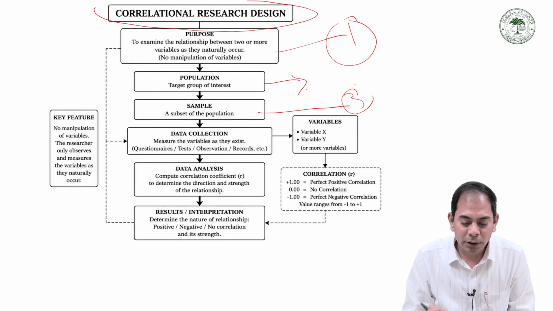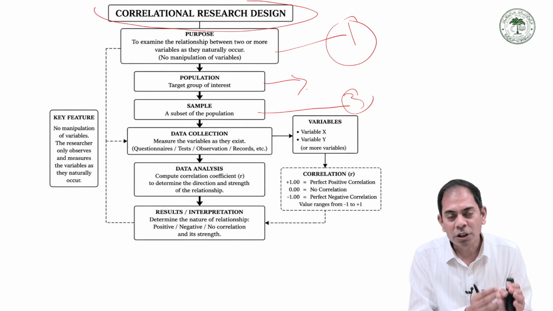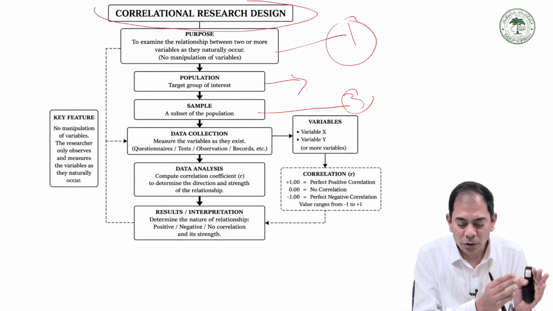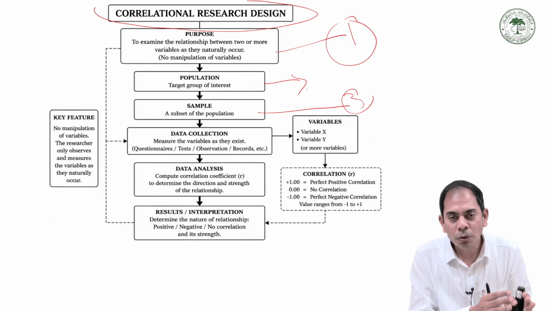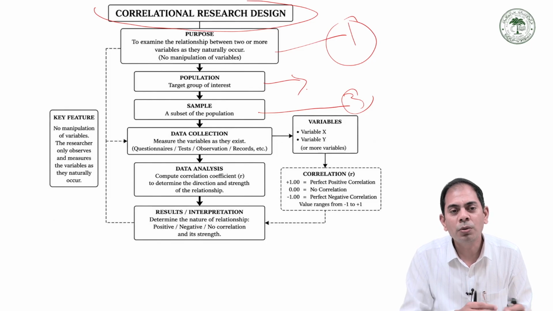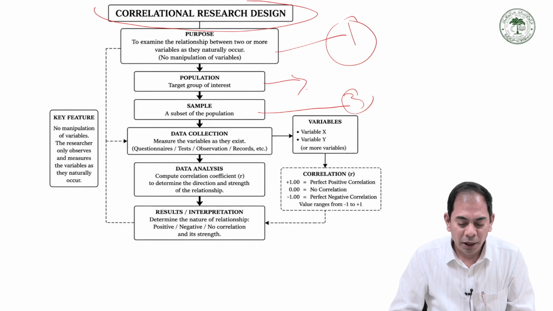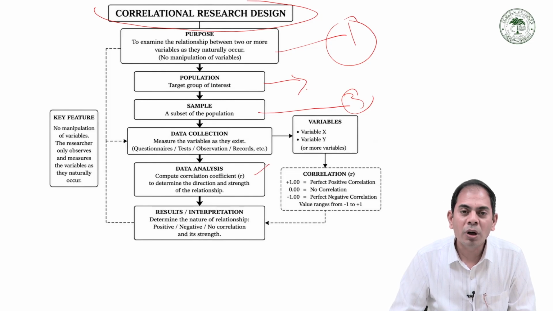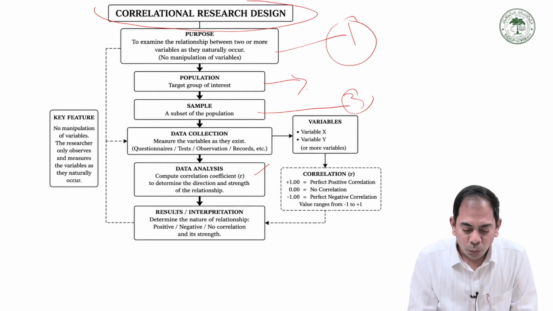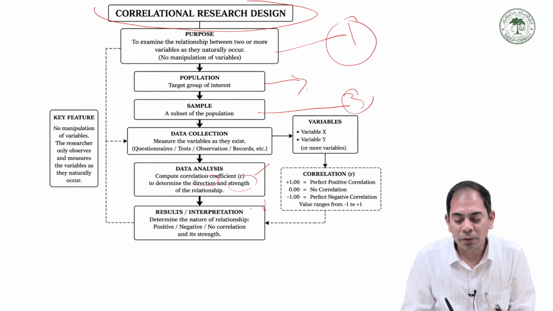The data collection is done in a natural setting. We use questionnaires, tests, observation and records. All these tools are used to collect the data, but the important thing is the natural setting. After that we go for the correlation analysis, to compute the correlation coefficient to determine the direction of the relationship and the strength of the relationship between the variables. After that we go for the interpretation of results.